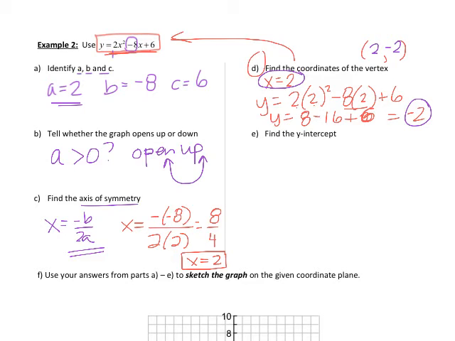So now we know where our vertex is, we know what our axis of symmetry is, we also know that our graph is going to be opening up, and we also need to find the y-intercept, and basically our y-intercept is just taking the c value, 6, and putting it with a 0. So the y-intercept is going to be 0, 6. This is our c value. Remember, c is the term without the variable in it. All right, and then now that we have all these things, we're going to go ahead and sketch the graph.